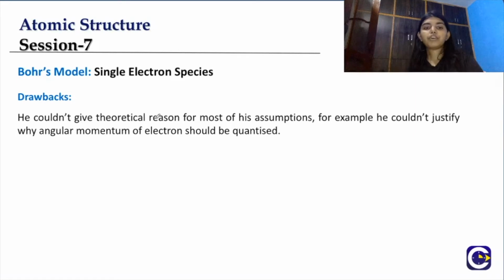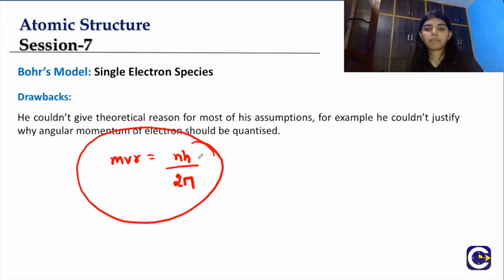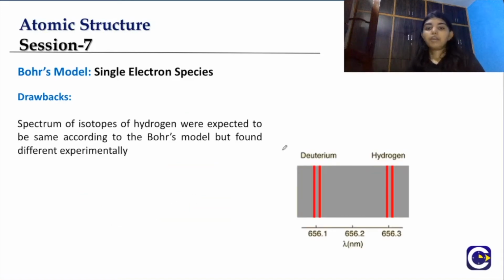Next drawback was what? He couldn't give the theoretical reason for most of his assumptions. For example, he said that mvr, that is the angular momentum, is equal to nh by 2 pi. But from where did this formula come, right? He could not explain why the angular momentum was an integral multiple of h by 2 pi. Now, according to Bohr, the spectral studies of deuterium and hydrogen should be similar, but eventually it was found that deuterium has a different spectrum from that of hydrogen, so this was also not explained by Bohr.